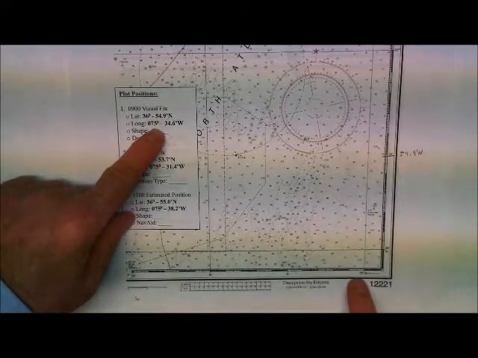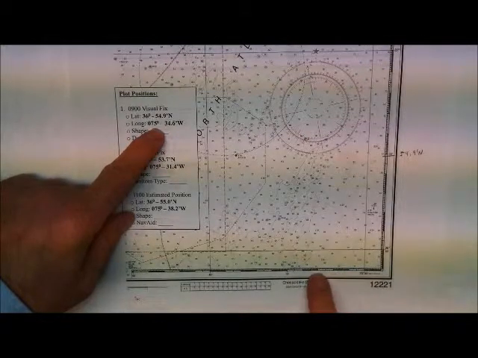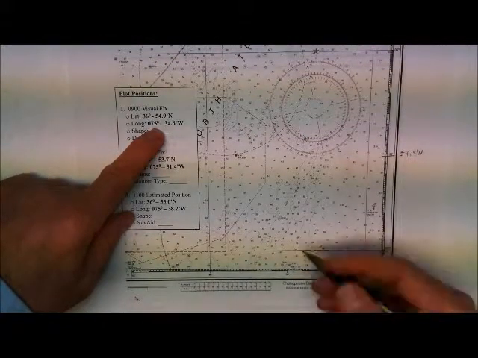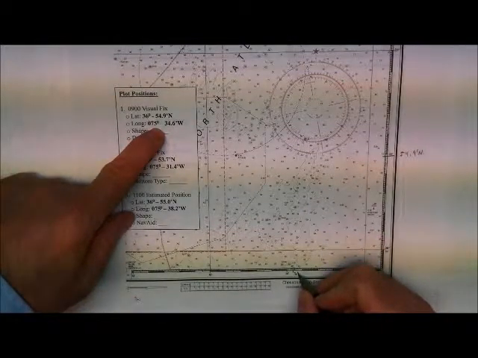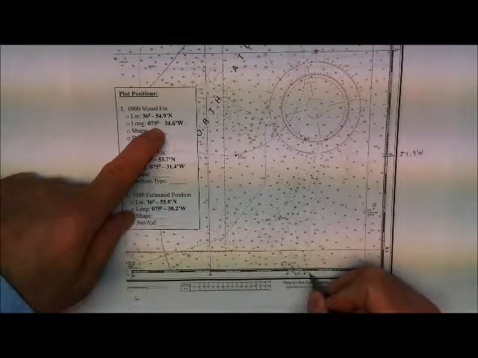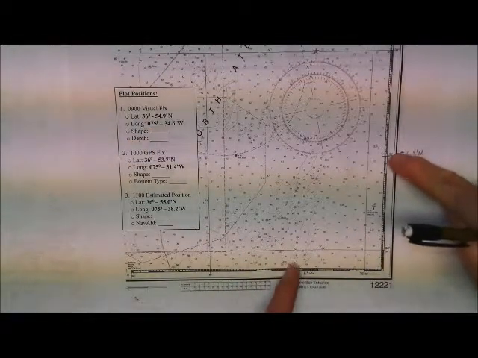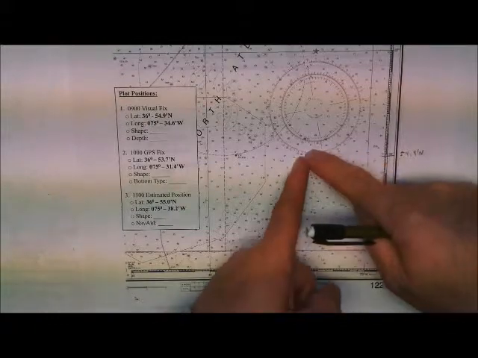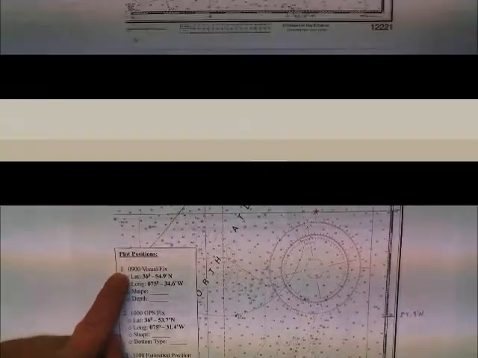Longitude is 75 degrees, 34.6, so it's 30, 31, 32, 33, 34.6. So that would be 34.6 minutes west. And then really what we're going to do is extend the hack marks, and wherever they intersect would be our 9 o'clock visual fix. So it's going to look something like this.